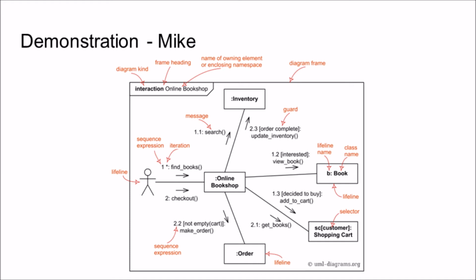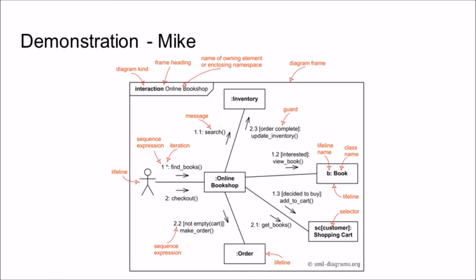And then once we've found all of our books, we've added them all to our cart, we're going to check out. And so to check out, we start with 2.1. The system's going to find out what books we've put in our shopping cart. And then 2.2, if there are books in our shopping cart, if we decide to buy anything, then we're going to make an order, and the user is going to be required to pay and buy his books.